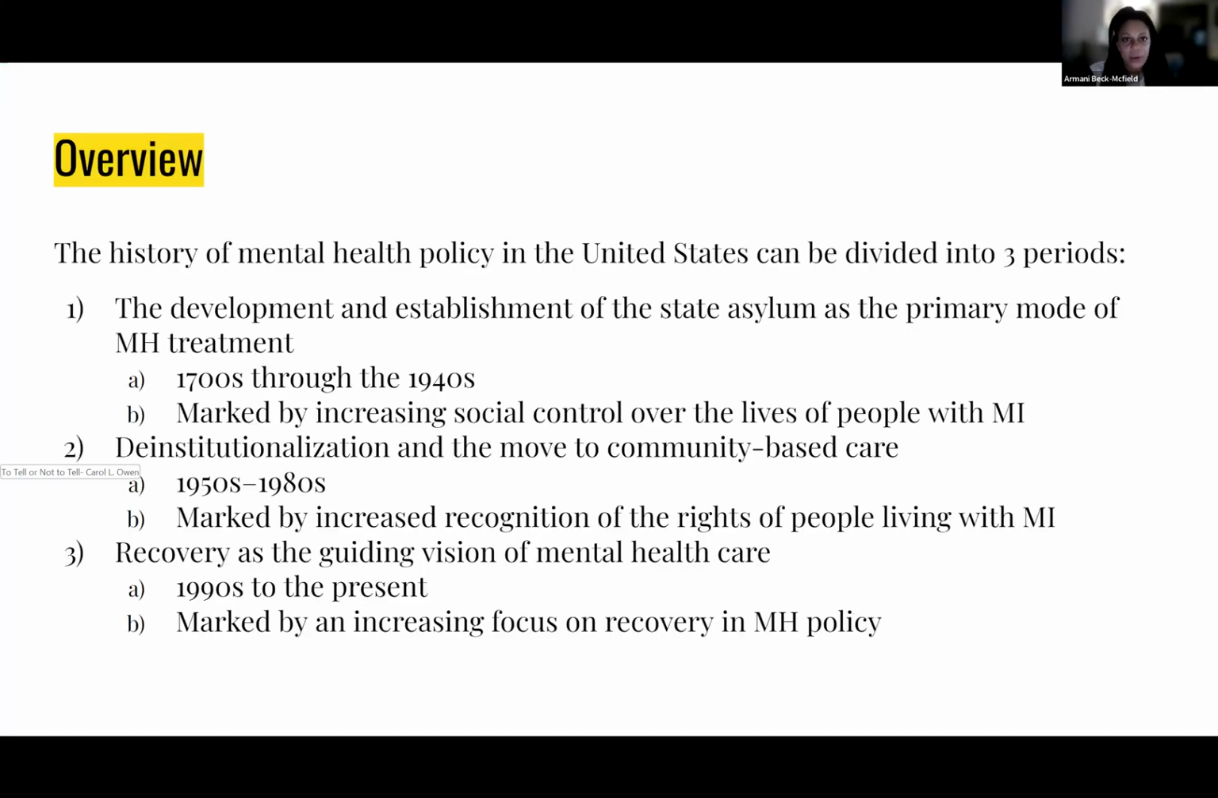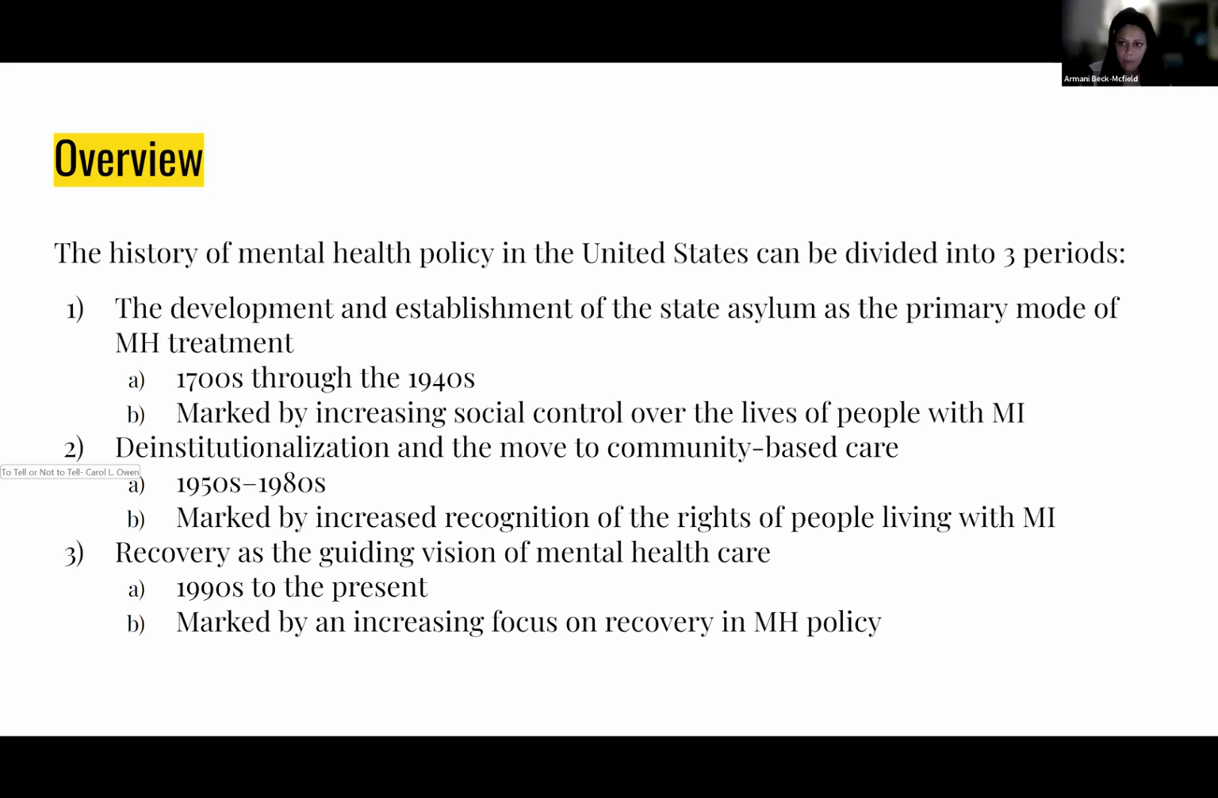So the history of mental health policy in the US can be divided into 3 periods. 1, the development of the asylum as a primary mode of mental health treatment, basically marked by increasing control over the lives of people with mental illness. Next, deinstitutionalization and the move to community-based care, which is marked by the recognition of the rights of people having mental illness, which partially came from Goffman's writing on stigma or the asylum. And then finally, where we are today is recovery as the guiding vision. So we're very recovery focused today.